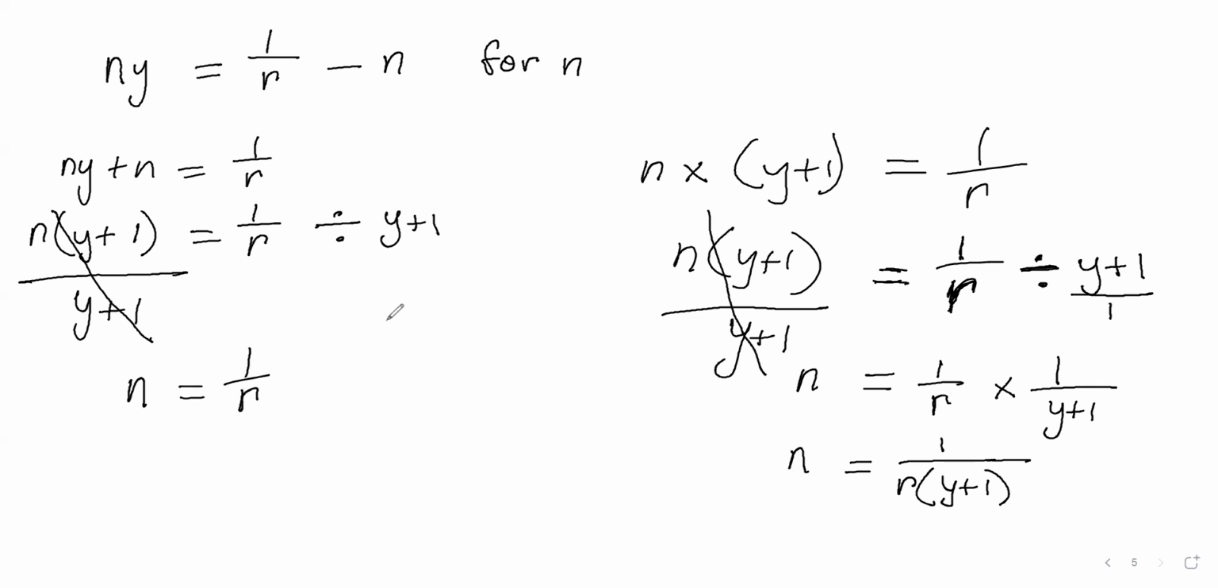But in standard 5, we were told, now when you have the division sign, it changes to multiply and you invert. So this is y plus 1 over 1, and it becomes 1 over y plus 1. So I just multiply the numerators. 1 by 1 is 1, and r times y plus 1.